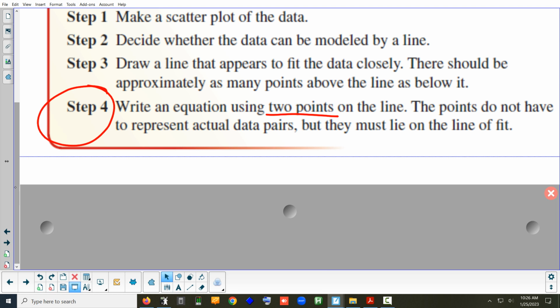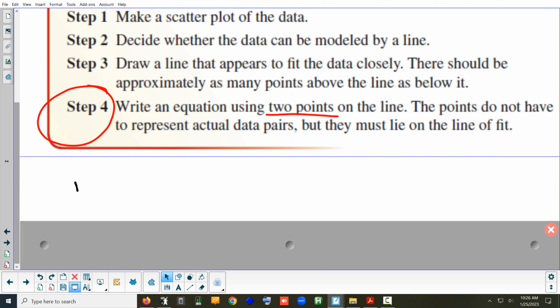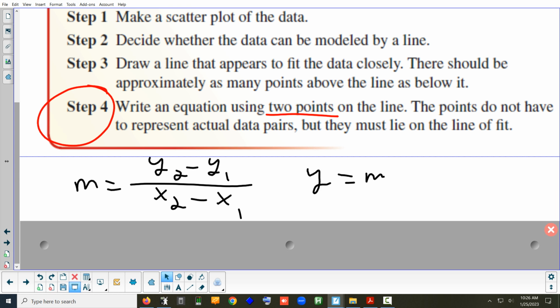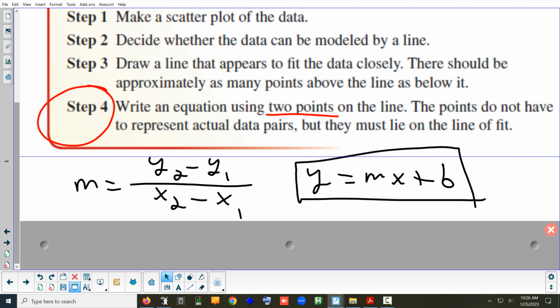So a couple things you need to remember to do this. You're going to need to know the formula for slope. We did that earlier in chapter 4. So to do step 4, you're going to need the formula for slope. You're also going to need that equation, because that's what our answer is going to look like.